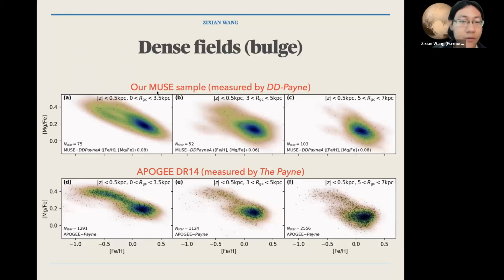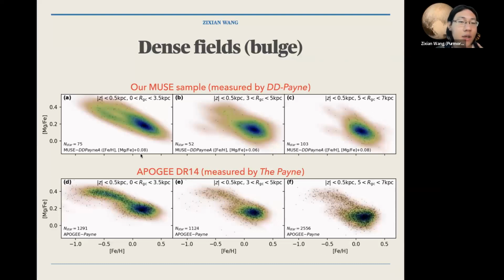And you can see that from my data, even though I have fewer stars than APOGEE, the trend of alpha versus metallicity for different galactocentric radii is very similar compared to the APOGEE result. So that means my method, even though it's quite unusual, can still be used to study alpha versus metallicity.